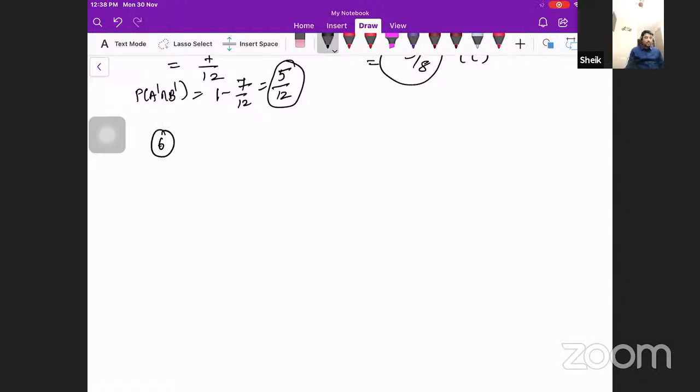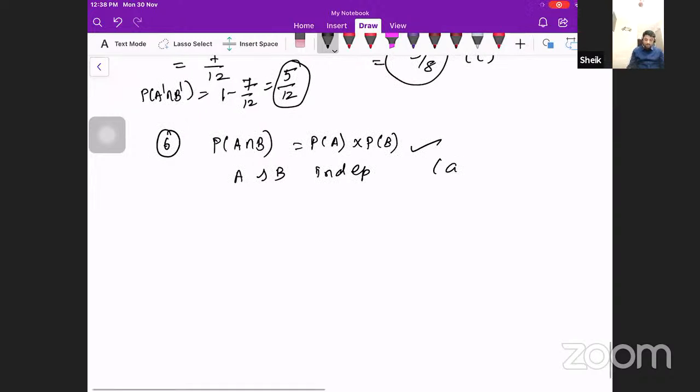Read the question very carefully. Sum number 6 is: if for two events A and B, P of A intersection B is equal to P of A into P of B. I hope you remember this. When A and B are independent, then P of A intersection B is equal to P of A into P of B. When they are mutually exclusive, P of A intersection B is 0. When they are independent, P of A intersection B is equal to P of A into P of B. Therefore, the two events A and B are independent. Option A. Now, come to sum number 7.